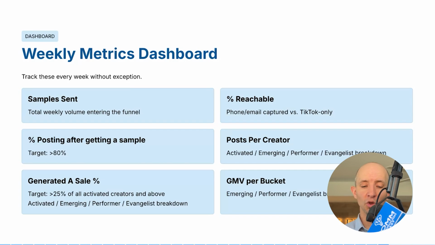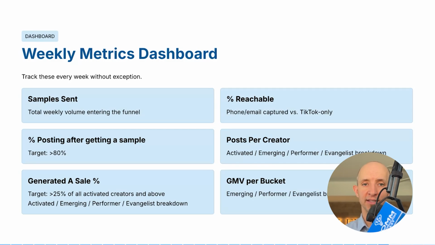And then guess what? We're going to do that exact same thing for each of those buckets to know who generated a sale. But I'm primarily focused at this point on what percentage of the creators generated a sale for my emerging, performing, and brand evangelists. Obviously, for the brand evangelists, that metric ideally should be above 90%. But it is so important for you to have these metrics. Last but not least, I want to know how much GMV is being created for each of these different buckets, specifically emerging, performing, and brand evangelists.